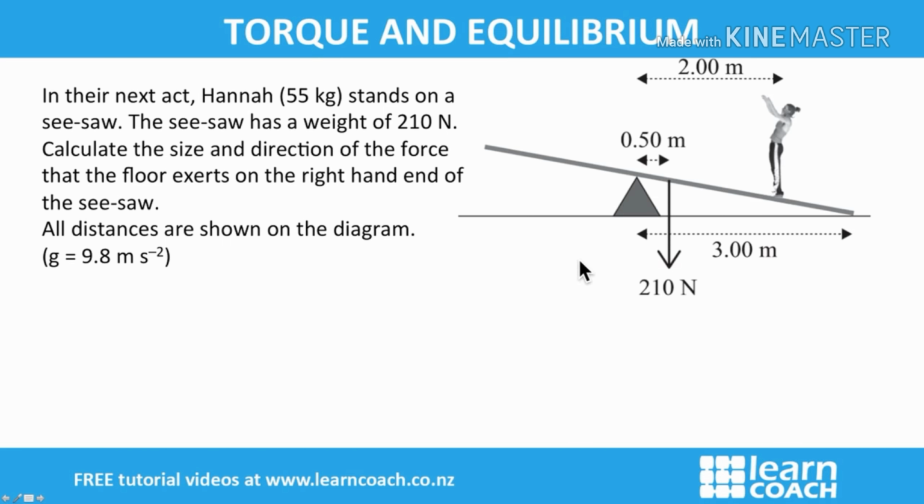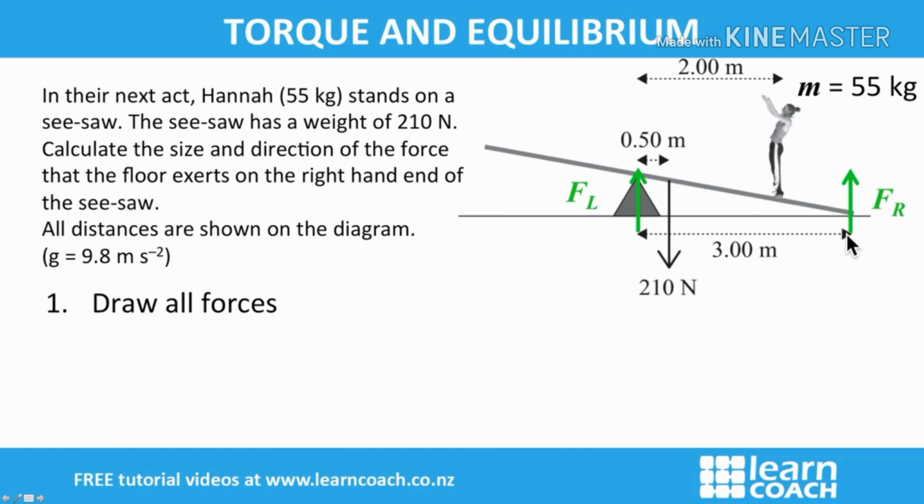So let's think what we know. First of all, we always want to draw all forces. So let's see what forces we do know. We know that this force on the left hand side here is pointing upwards. That's the middle of the seesaw. We also know that the floor is pushing upwards, because if it wasn't, the plank would just go straight back down through the floor. And finally, Hannah has a weight force as well.